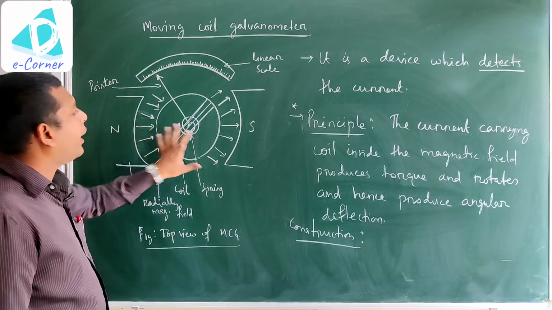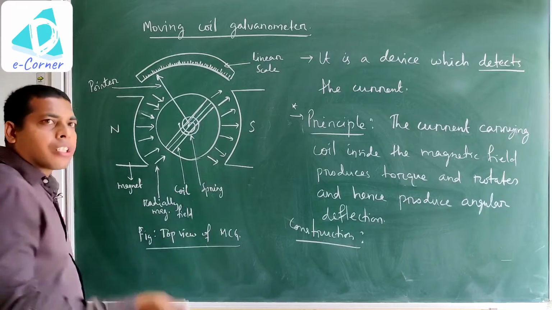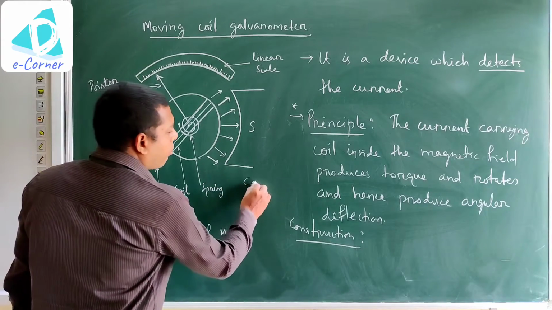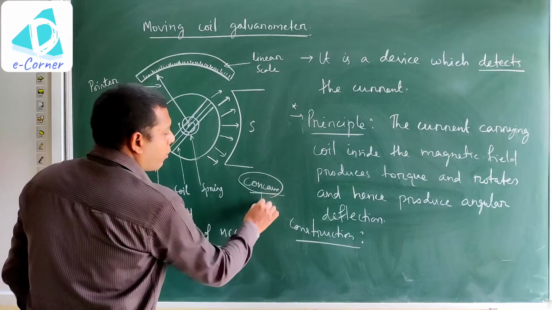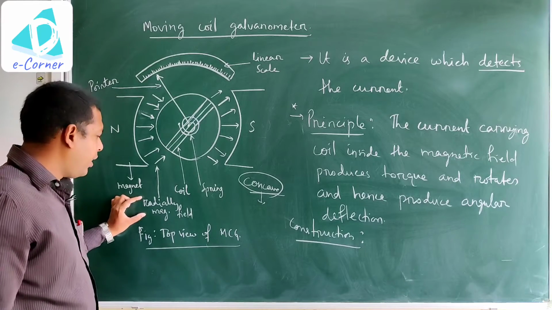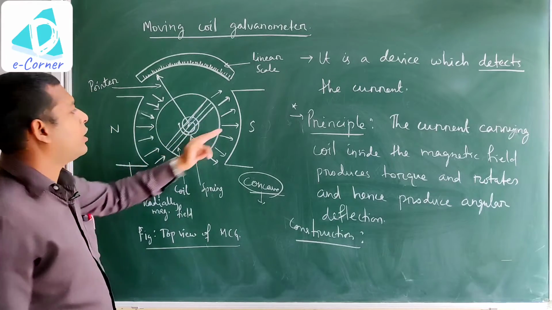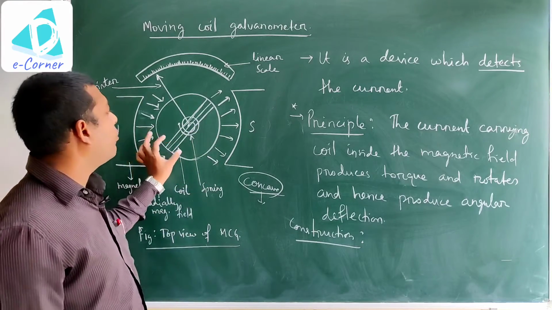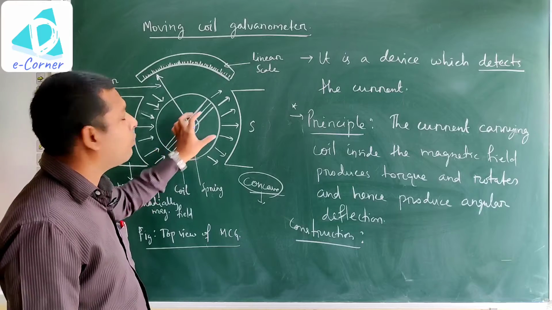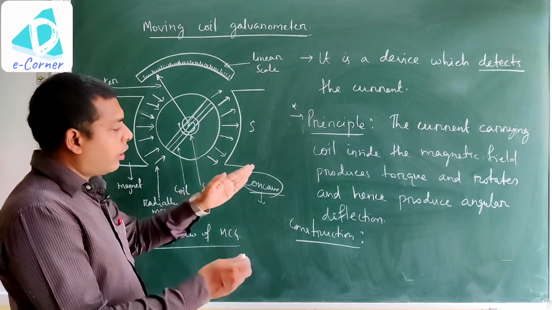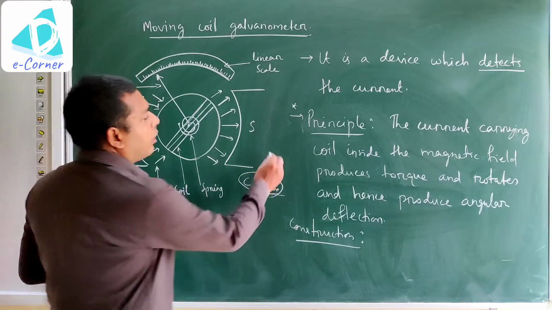Due to these poles, magnetic fields are generated, and here we will take the concave pole. It is the shape of the concave pole. Why? Because it produces a radial magnetic field. This is along this direction, this is along this direction, this is along this direction, such that we can place our rectangular plane or rectangular coil in such a way that the plane and the magnetic field are parallel to each other.